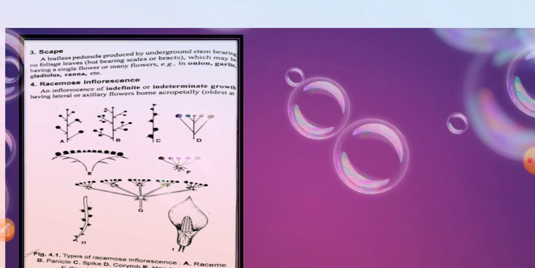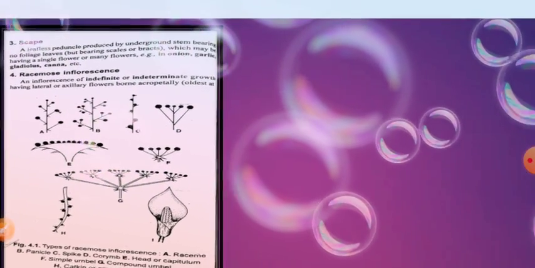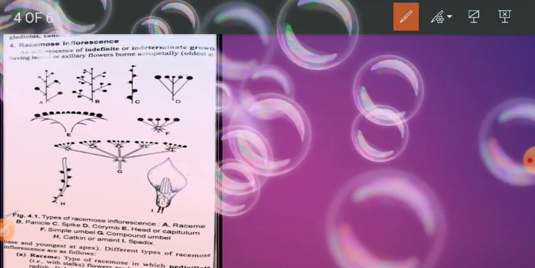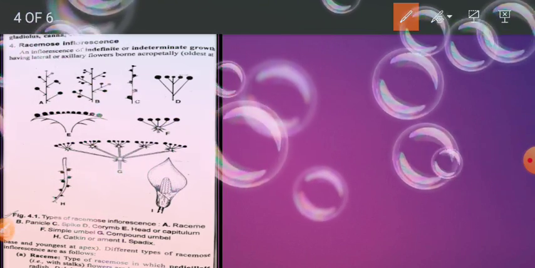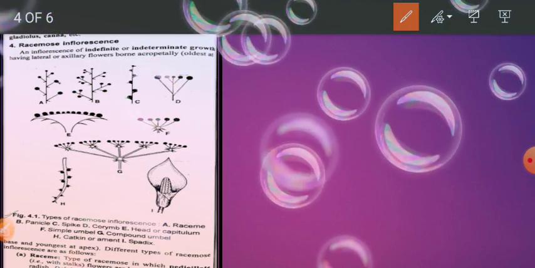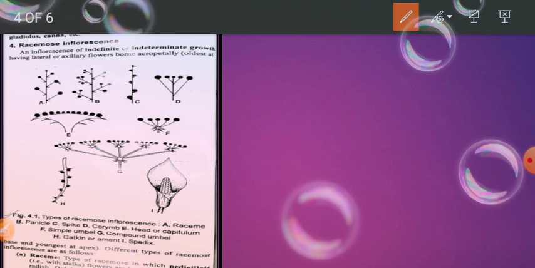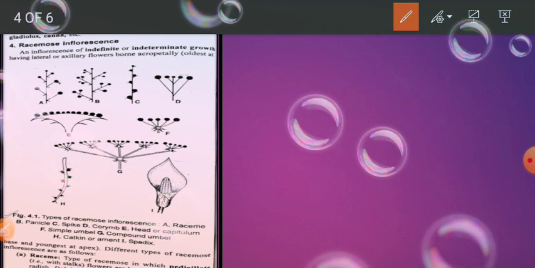Then comes the racemose inflorescence, which is very important: racemose and cymose types of inflorescence. First of all, what is racemose inflorescence? Racemose inflorescence is an inflorescence of indeterminate growth, having lateral or axillary flowers borne acropetally.